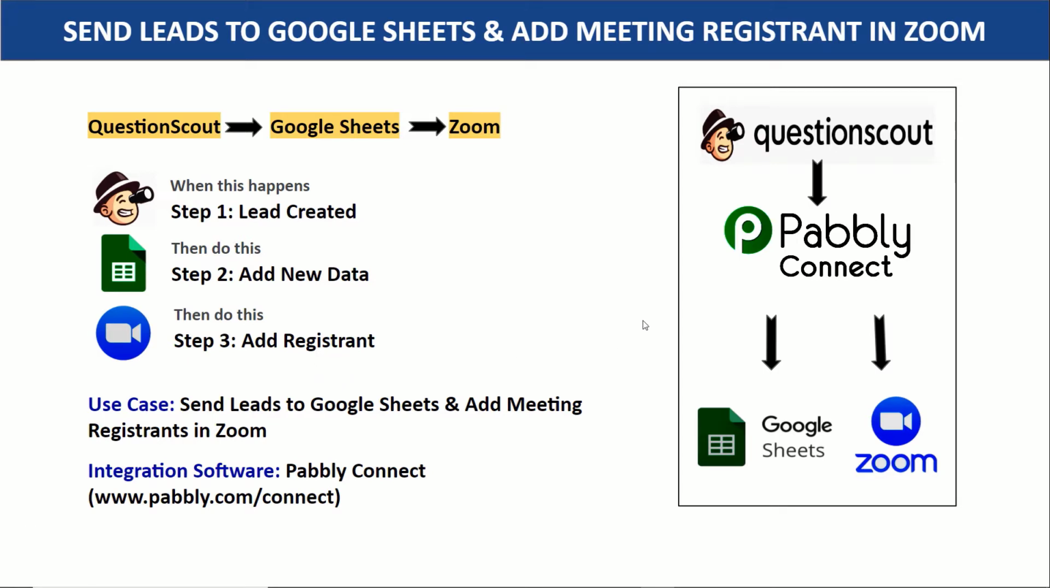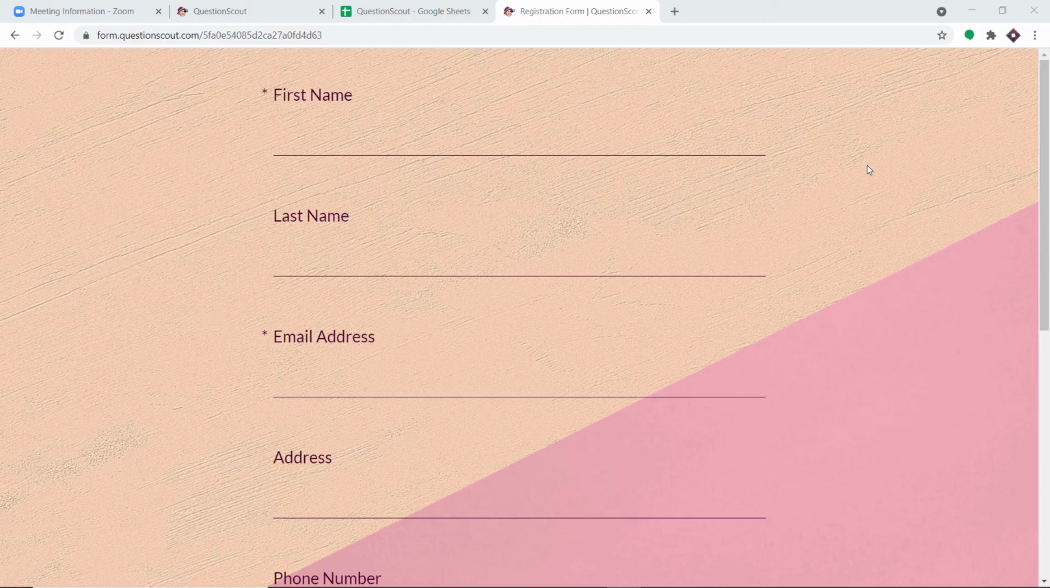In this video, we will be using Pabbly Connect to integrate Question Scout to Zoom and Google Sheet. The best part of using Pabbly Connect is that there is no need for coding skills or programming knowledge. It can be done easily. Let me show you on my screen.